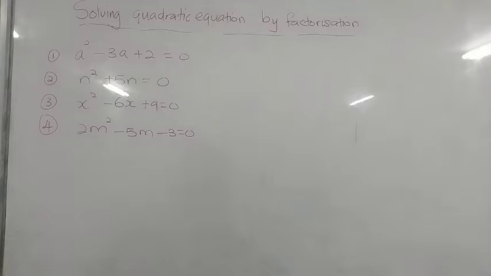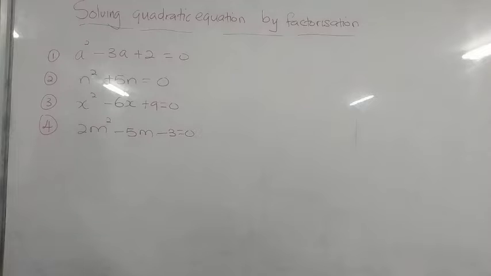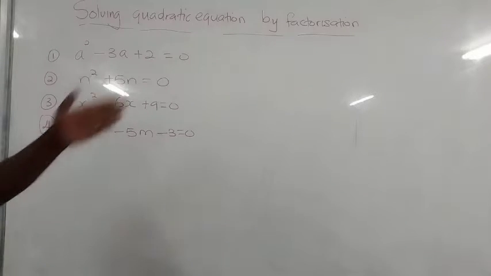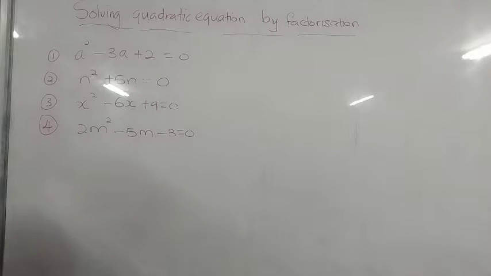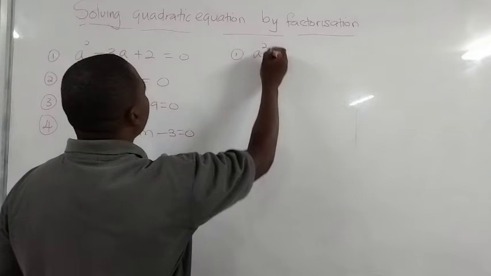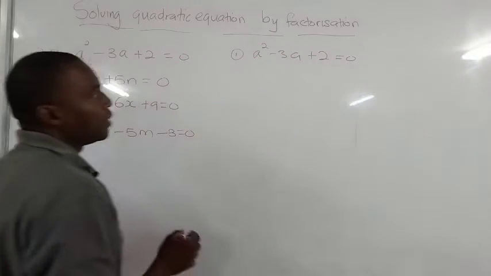Alright, solving quadratic equations by factorization. We have 4 questions here that we are going to work on using this process of factorizing to find the solutions. Now, if we look at number 1, it's a squared minus 3a plus 2 is equal to 0.